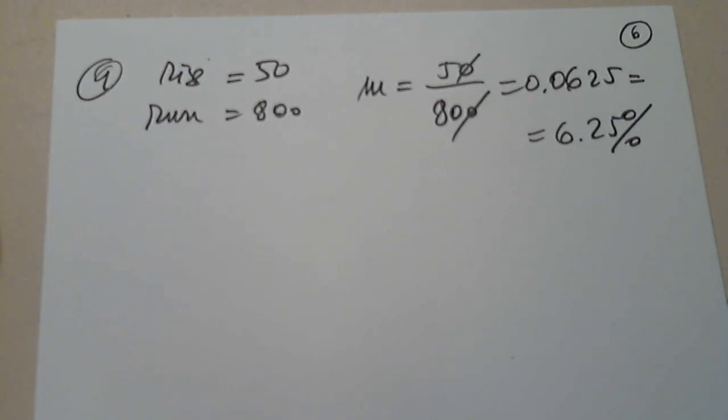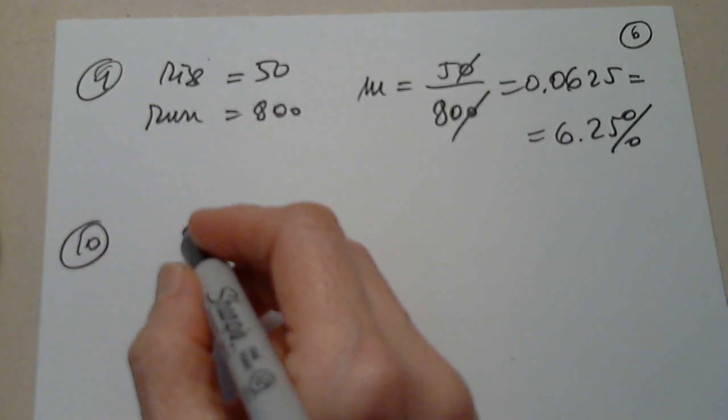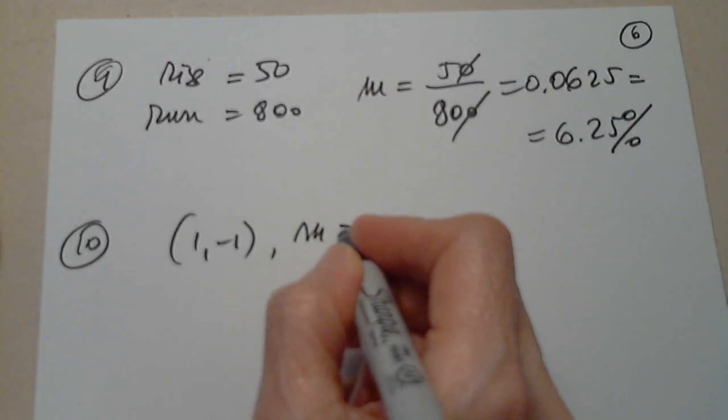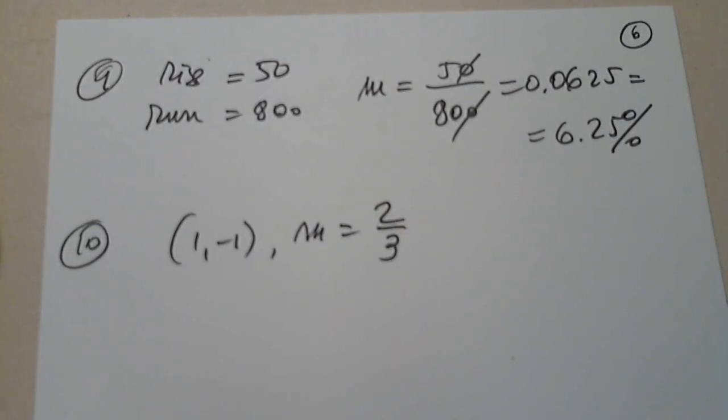Consider the line that contains the point (1, -1) and has this slope. So problem 10, we have a point (1, -1) and the slope 2/3. Write the equation of the line in point-slope form, and then write the equation of the line in slope-intercept form. First in point-slope form, and then in slope-intercept form. How do I write the first one? The point-slope form.